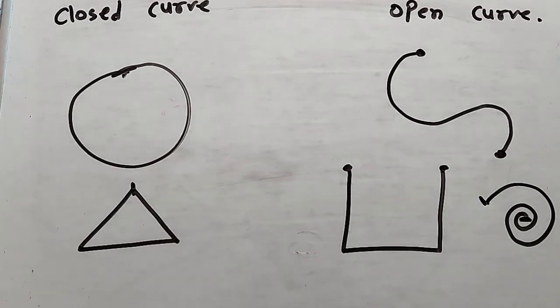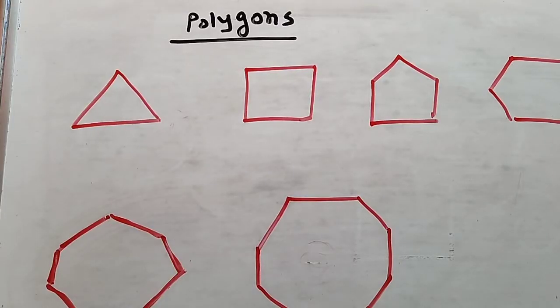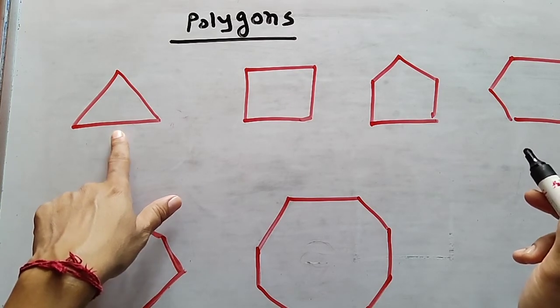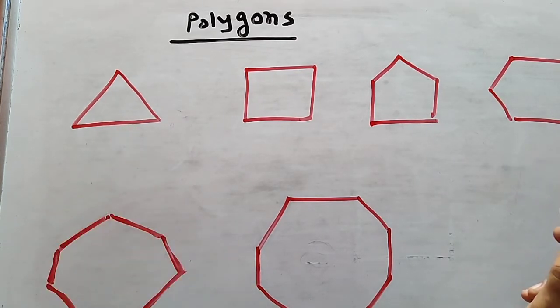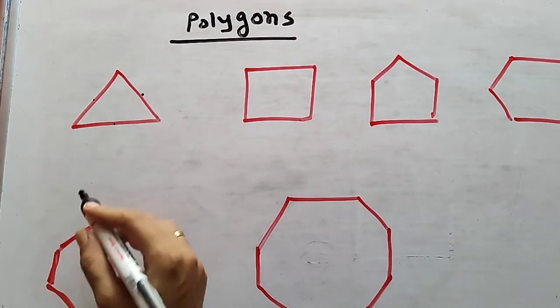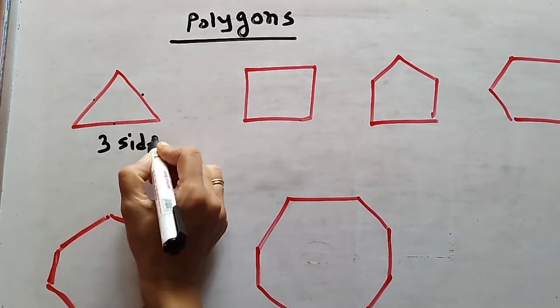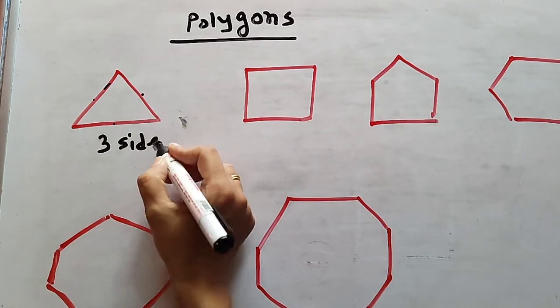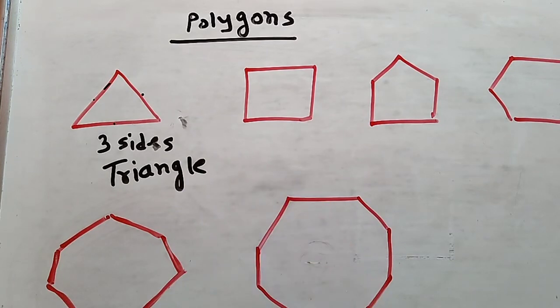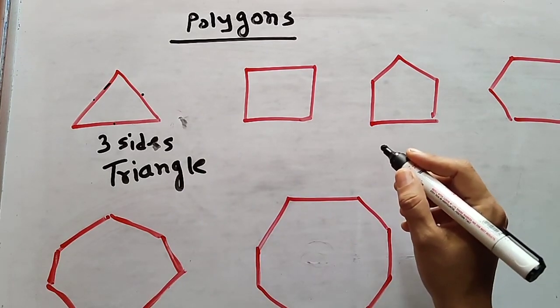Now polygons. Polygons are simple closed figures made up of only line segments. Such figures are called polygons. A polygon has a minimum of 3 sides. This is a closed curve made up of only line segments. How many sides are here? 1, 2, 3. So this has 3 sides, 3 line segments. What is the name of this polygon? Triangle.